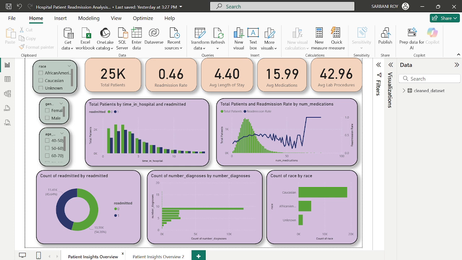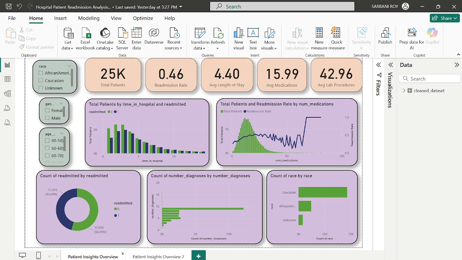Second, strengthen discharge planning. Provide clear medication instructions at discharge to prevent complications. Third, monitor patients with frequent inpatient visits, meaning these patients should be enrolled in chronic disease management programs. Fourth, improve the follow-up system. Use SMS reminders, telemedicine, or remote monitoring to reduce the chances of readmission.